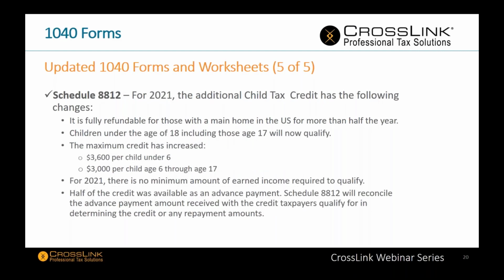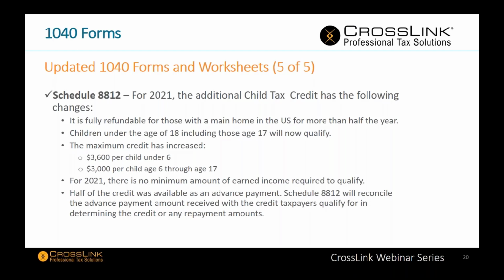The Schedule 8812 for tax year 2021, the additional child tax credit, has the following changes. Take a look at this. It's fully refundable for those with the main home in the U.S. for more than half the year, just like the 2441. Children under the age of 18, including those aged 17, will now qualify. And the max credit has been increased as well, $3,600 per child under 6, and $3,000 per child aged 6 to 17. So very nice there.